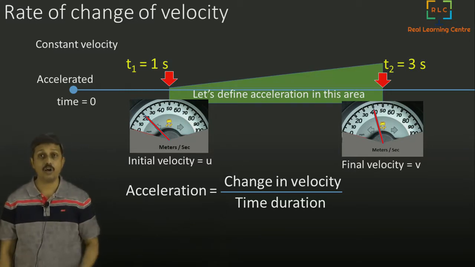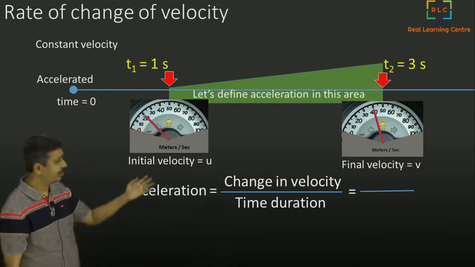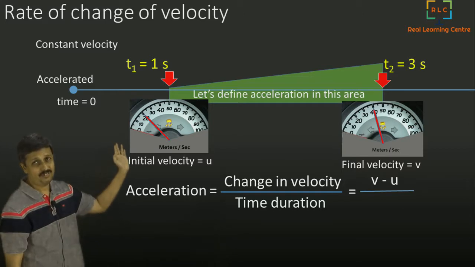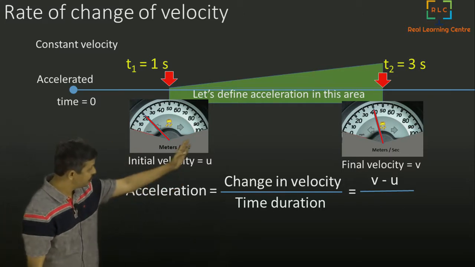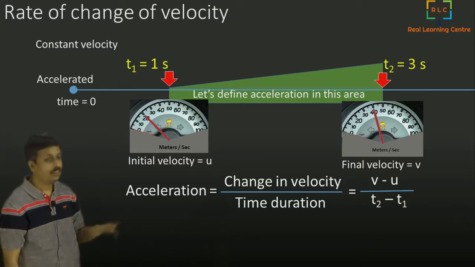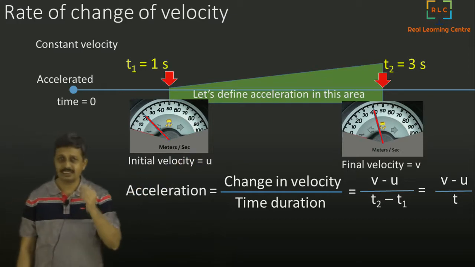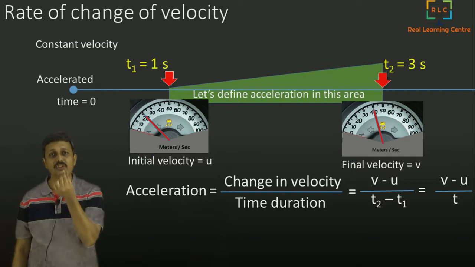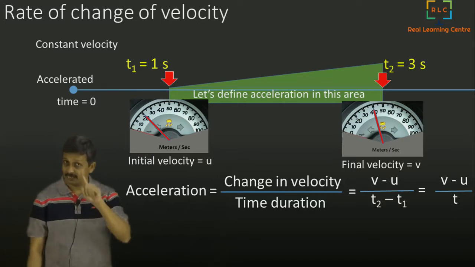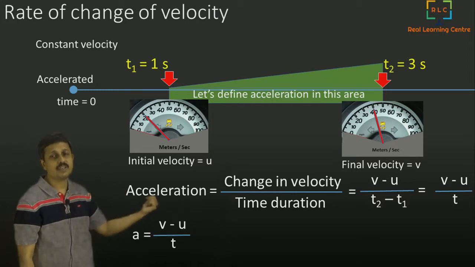So let's now find out how much that is. Change in velocity is how much? Final velocity is v, initial velocity is u. So it is v minus u. Final time is t2, initial time is t1. It is t2 minus t1, time duration. Or we could say v minus u, and I am going to call t2 minus t1 as another value t, the duration. So what we got now is this acceleration, which we are going to give a notation of a, is nothing but v minus u divided by t.